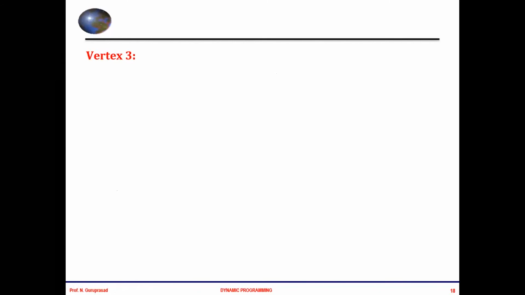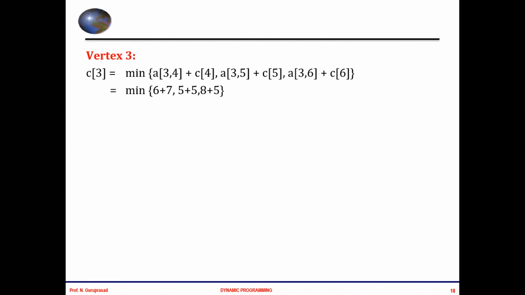Three edges are emerging out. So the formula will be a little bit bigger, right? Okay. So what will be the formula now? The formula will be A3 of 4 plus C of 4, A3 of 5 plus C of 5, and A3 of 6 plus C of 6, right? So calculate this and tell me the value of C of 3 and P of 3.